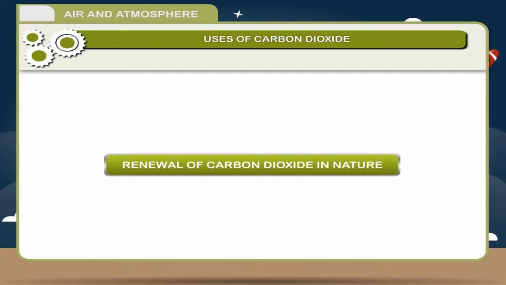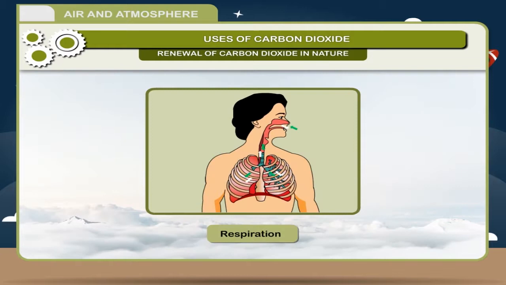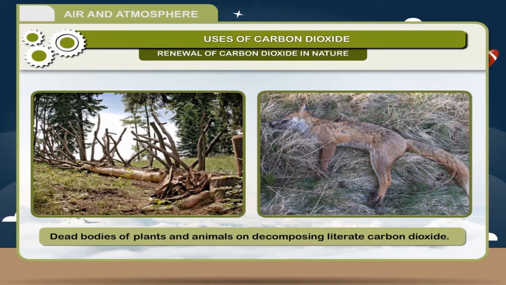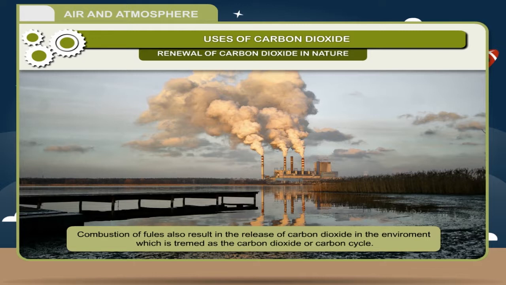Renewal of carbon dioxide in nature. Plants take carbon dioxide from the air. They use this to form energy-rich carbohydrates through the process of photosynthesis. During respiration, this energy is used by living beings which feed on plants. Carbon dioxide, water, and energy are produced as the byproducts of respiration. Dead bodies of plants and animals, on decomposing, liberate carbon dioxide. Combustion of fuels also results in the release of carbon dioxide in the environment, which is termed as the carbon dioxide cycle or carbon cycle.